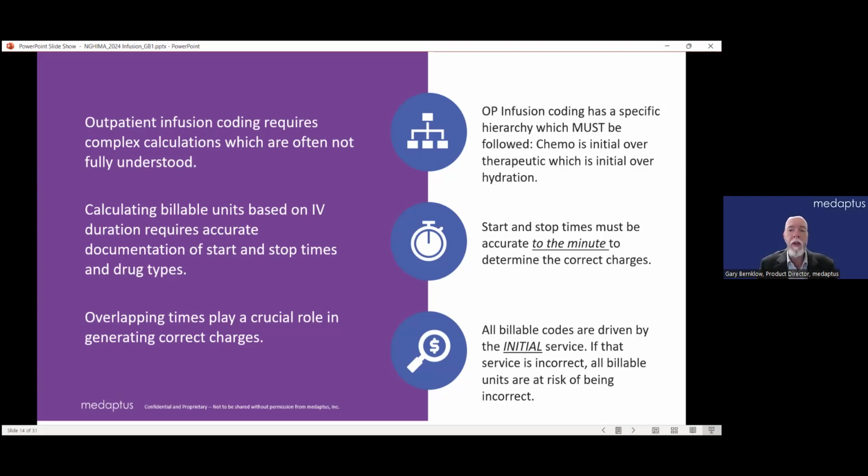You have to have accurate start and stop times. It has to be to the minute. The difference of 1 minute between a short infusion and a long infusion could end up resulting in you getting paid $30 to $100 less for that specific service on any encounter. And as I mentioned, all the codes are driven by that initial service. If you get that wrong, chances are other codes on the encounter are going to be incorrect as well.